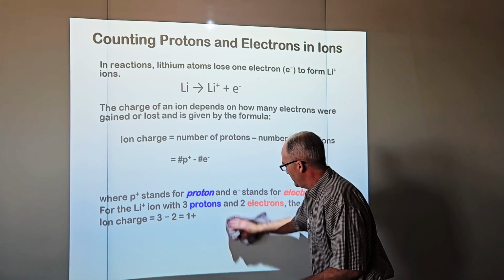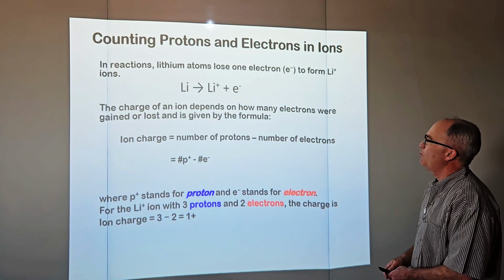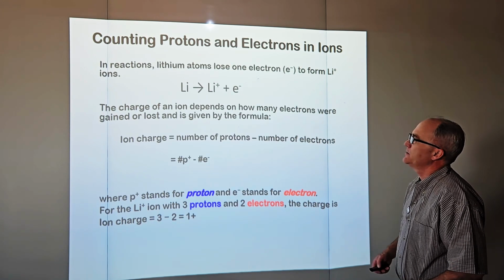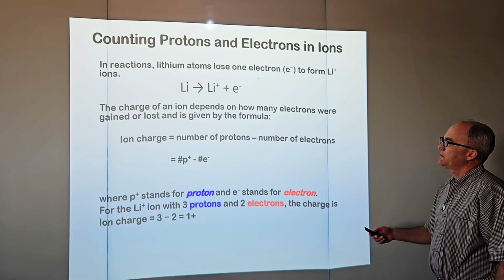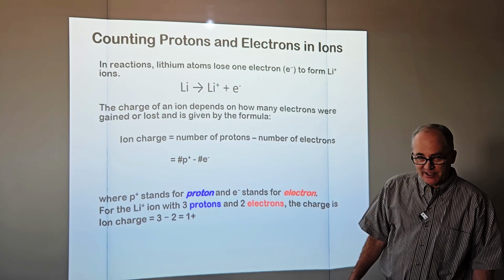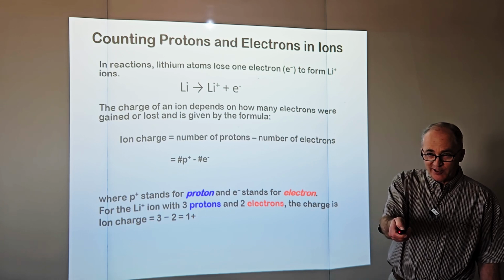Lithium's a metal. It wants to lose its electron. It only has one electron in what we say is an outermost energy level. We call it a valence electron. How many electrons does lithium have to begin with? How many protons? 1, 3.